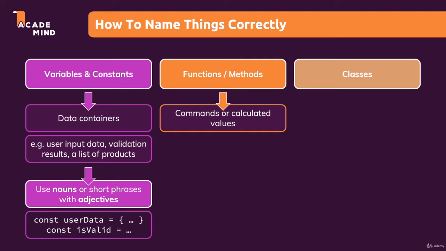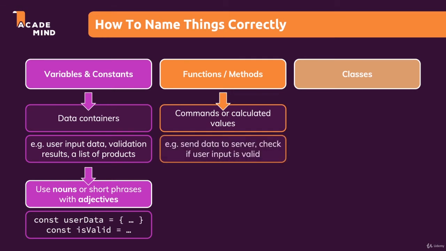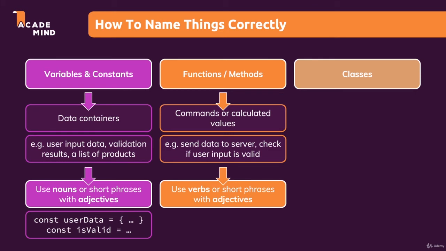For example, we could have a function which sends data to a server. We could have a function or method which validates some user input. And therefore, for function and method names, we typically go with verbs or again short phrases with adjectives. So here we could have something like send data as a name for the function which sends data to a server, or input is valid for the validation function. Maybe also just is valid. This would also be okay.